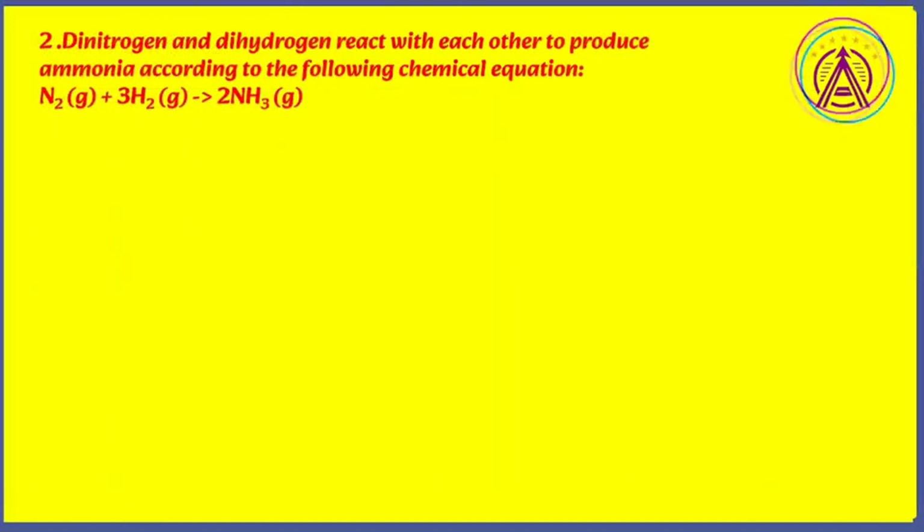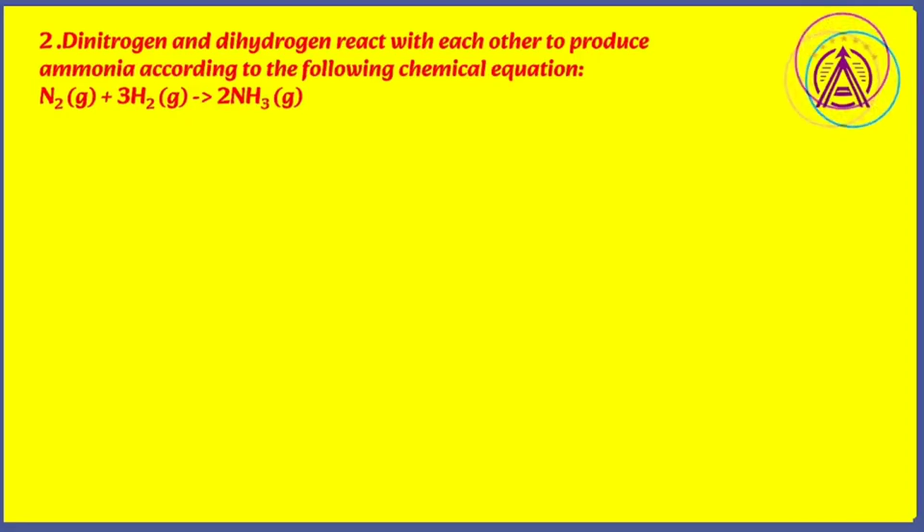Question number 2. Dinitrogen and dihydrogen react with each other to produce ammonia according to the following chemical equation. So you have a chemical equation which is given. I said whenever a chemical equation is given for any stoichiometric calculation, check if it is balanced. So in this case, the equation is balanced. We have 2 nitrogens on either side and 6 hydrogens on both the reactant as well as product side.